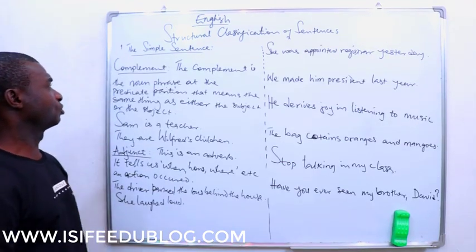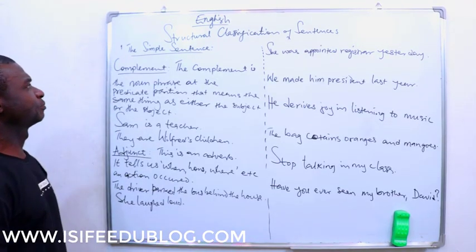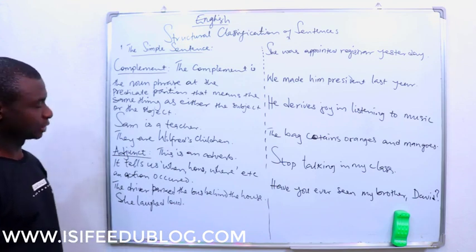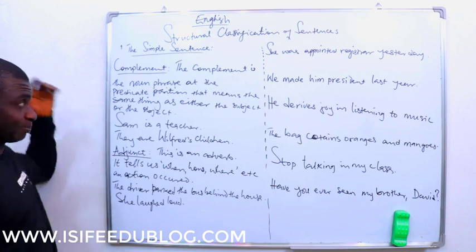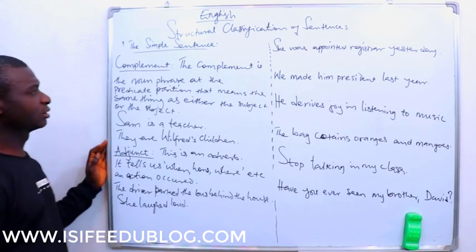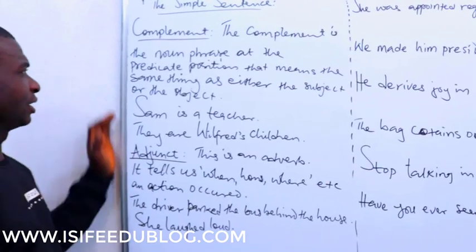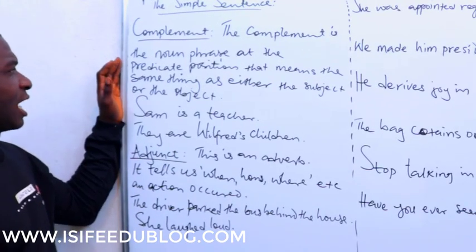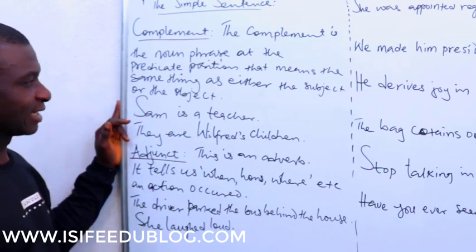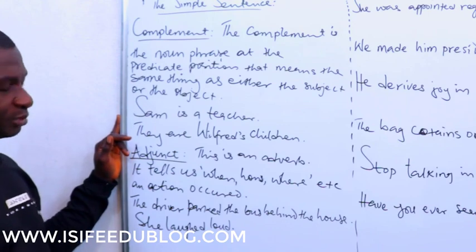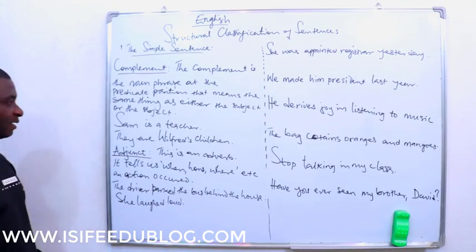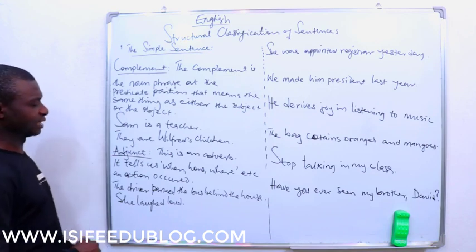So we continue with parts of the predicate. Now, the complement is the next one. The complement is the noun phrase at the predicate position that means the same thing as either the subject or the object. Now, let's put it in a simple manner.